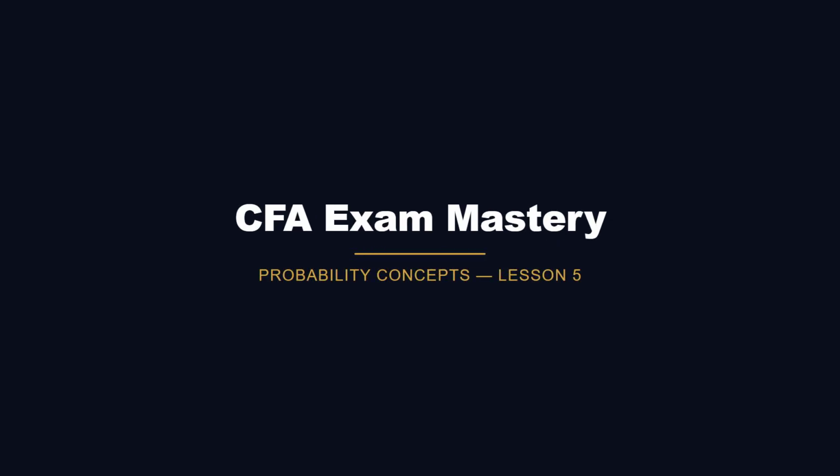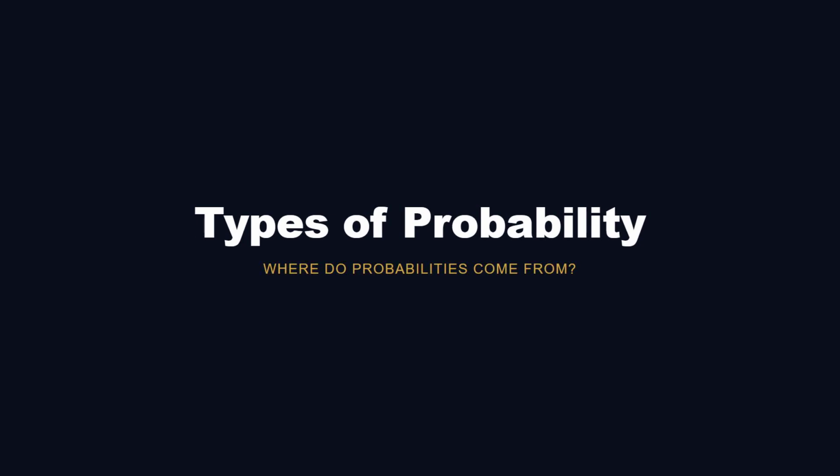Probability concepts. Lesson 5 of CFA Level 1, Quantitative Methods. Part 1. Types of probability. Where do probabilities come from?